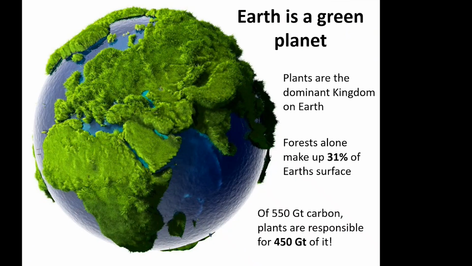So I always like to start by making the point that we often get told that Earth is a blue planet, when actually it's not. It's a green planet, right? Plants are the dominant kingdom on Earth, and they make up the vast majority of carbon present on the terrestrial land surfaces. Forests on their own, so that's just trees and forests, make up 31% of Earth's surfaces, and that includes all oceanic surfaces as well. And of the 550 gigatons of carbon present on Earth, plants are actually responsible for 450 gigatons of it.